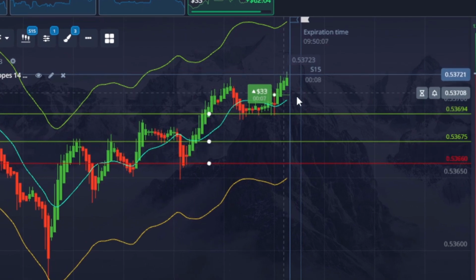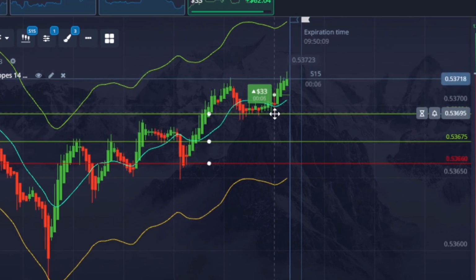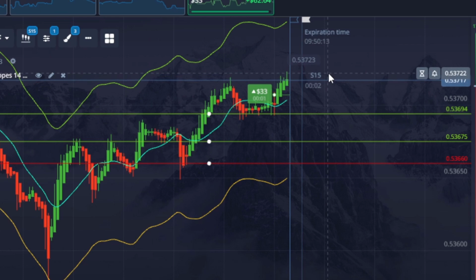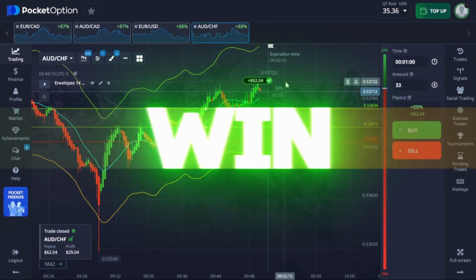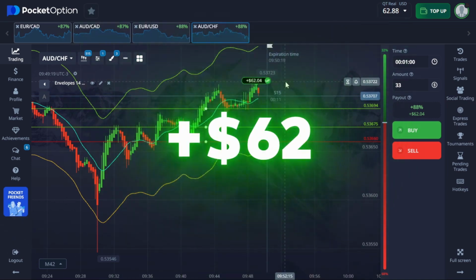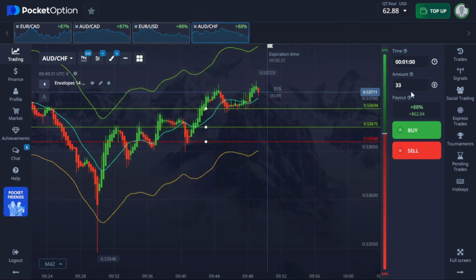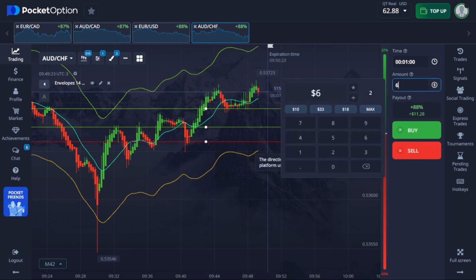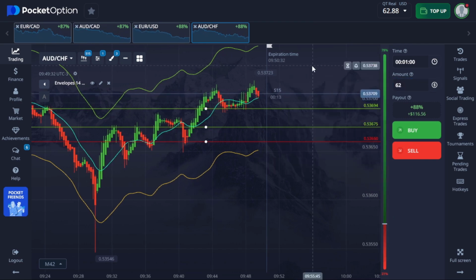Let's go to that again. 15 seconds. All right, that gives us confirmation to wait for the breaks, and I can enter the upside of this. And look at this, guys, a second win on the same pair. What is good for that? $62.